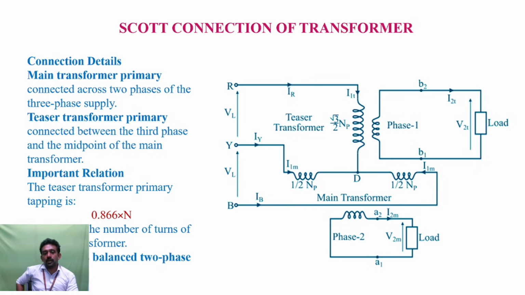The main transformer is connected across two phases of the three-phase supply. The teaser transformer primary is connected to the third phase, that is the R phase, and the midpoint of the main transformer. This tapping is derived as root 3 by 2 times N, that is 0.866 N, where N is the number of turns of the main transformer. Without this number, we can't get the Scott connection, and it would also yield a problem of circulating current between the two windings of the transformer. This number ensures a balanced two-phase output from the Scott connection.